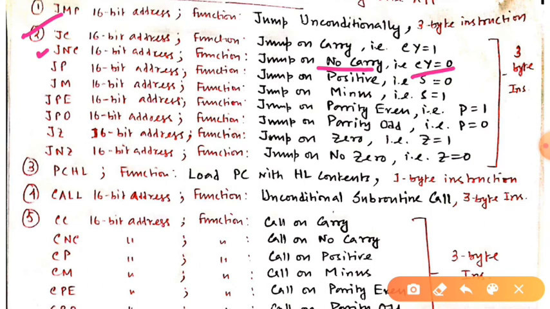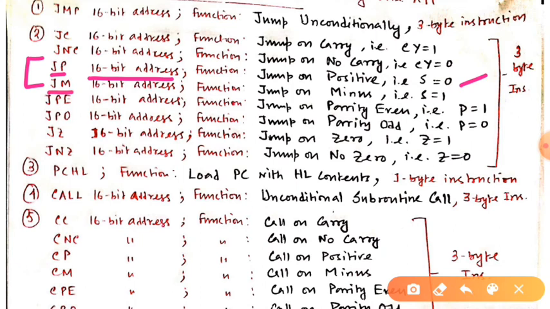Similarly, depending on the sign flag, there are two conditional jump instructions, JP and JM. JP is jump on positive. If the sign flag, S flag, was 0, that means it was positive. Sign flag 0 indicates a positive result. So if previously the sign flag was 0, in that case only the JP instruction will jump the program sequence to the given memory address, otherwise the previous order of execution will be followed.